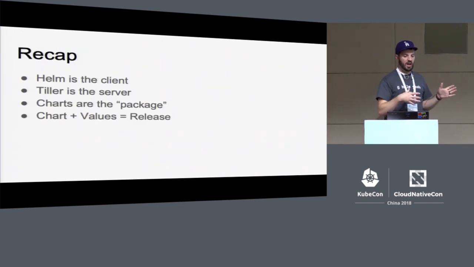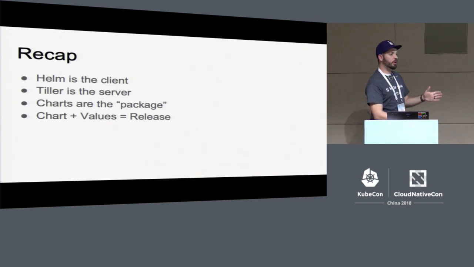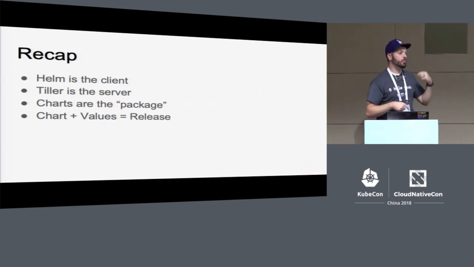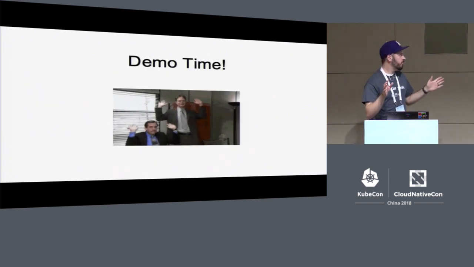So just a quick recap as we've gone over these different components. Helm is the client. Tiller is the server that Helm talks to. Charts are the package that you're installing. And a chart plus values that you provided are the release object. So with that, let's go to demo time.